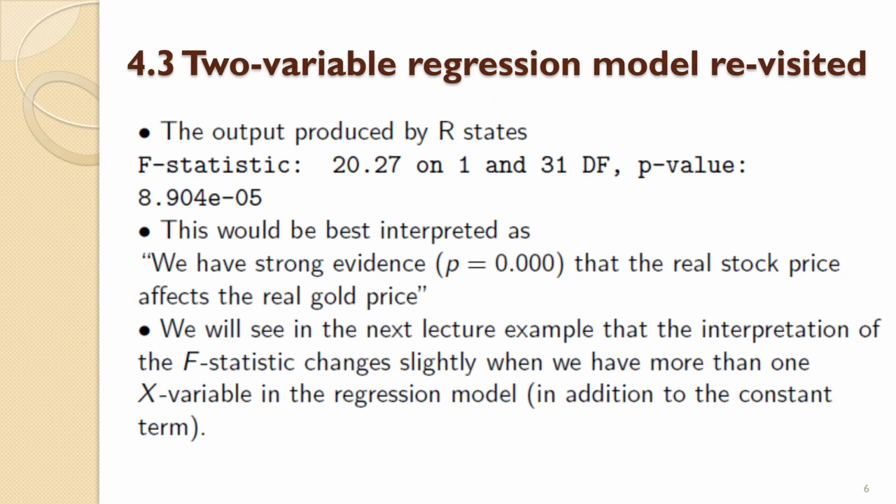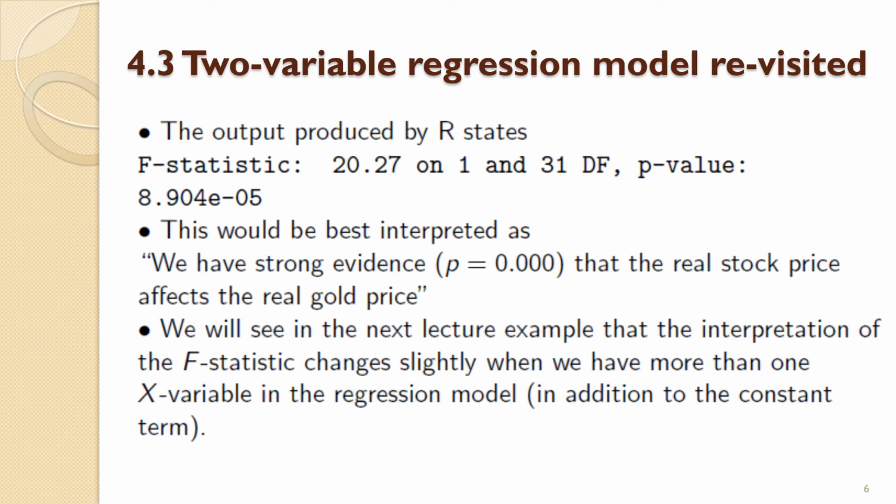So I wanted to revisit this two variable regression model. The output shows an f-statistic of 7 on 1 and 31 degrees of freedom. This matches the p-value calculated from the t-statistic for this simple two variable regression model. So just to reiterate, the p-value in this case is 0.005, and this is best interpreted as saying that the real stock price affects the real gold price.